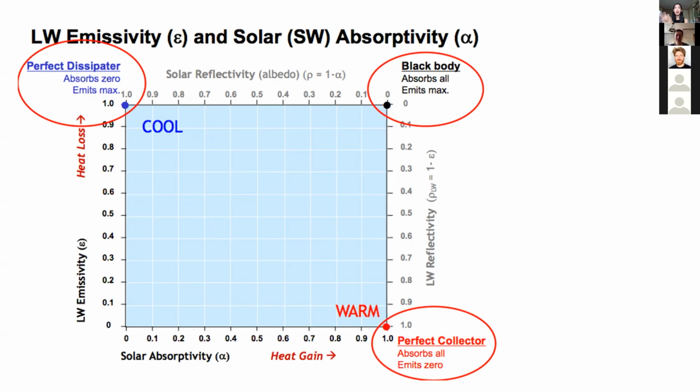Now we're going to look at black body, which absorbs all solar and emits max long wave. And then lastly, we're going to look at the perfect collector, which absorbs all solar and emits 0 long wave radiation. So this is a direct contrast to the perfect dissipator. It has very warm properties from the heat gain of absorbing all the solar.